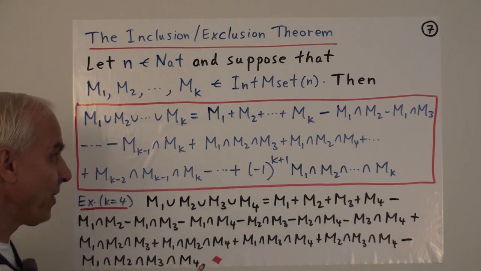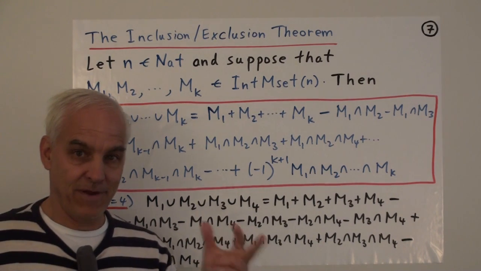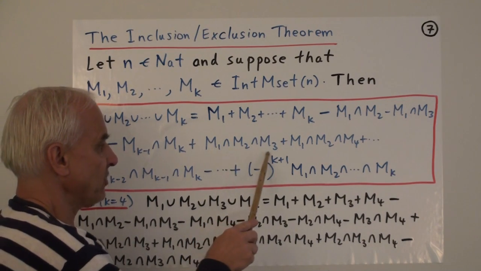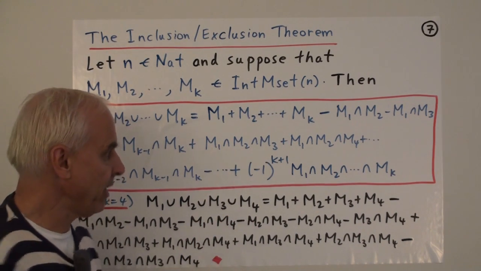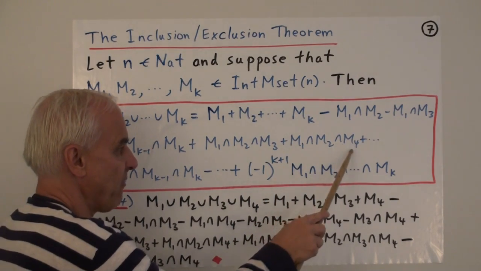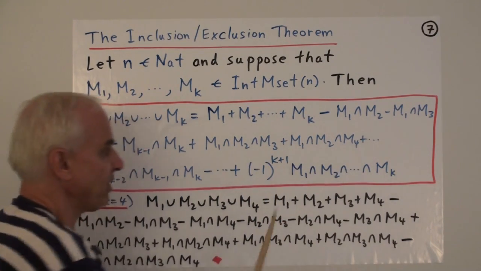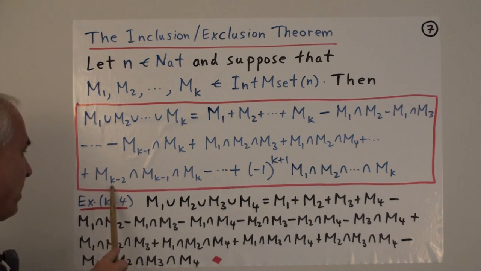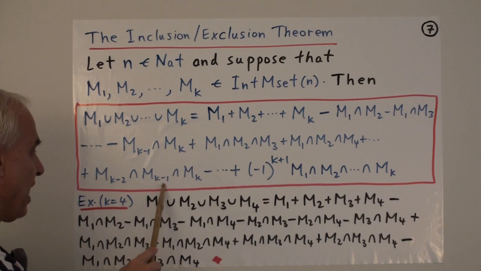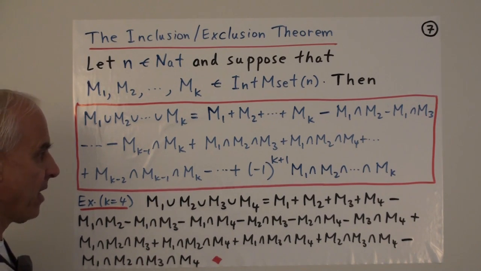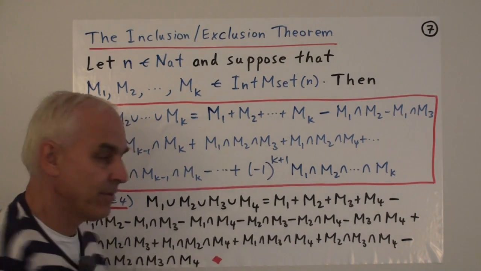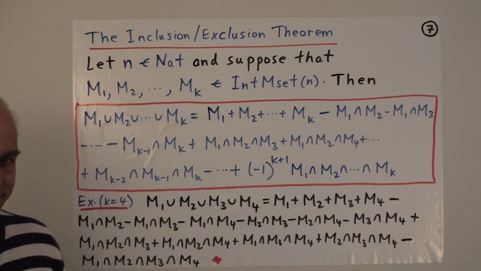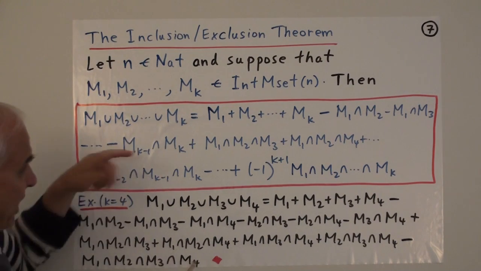Then we switch to triples of msets and their intersections. So m1 intersect m2 intersect m3. That's one triple. Then m1 intersect m2 intersect m4. That's another triple. We go through all the distinct triples up to the last one, which is, say, mk minus 2 intersect mk minus 1 intersect mk. And each one of those intersections of three msets has a plus sign in front of it. And then we carry on.